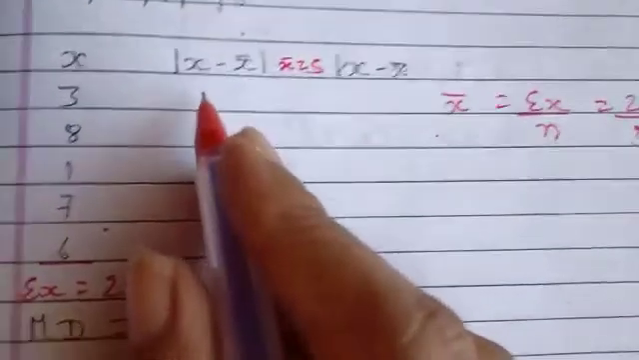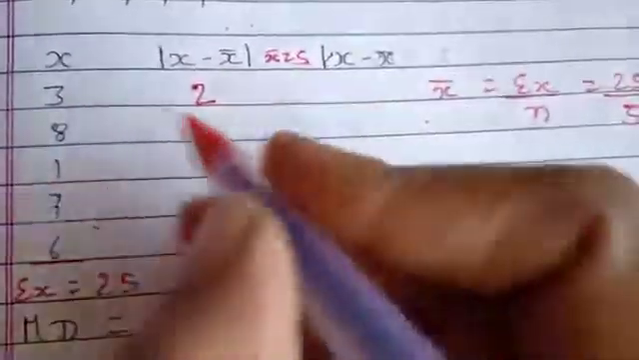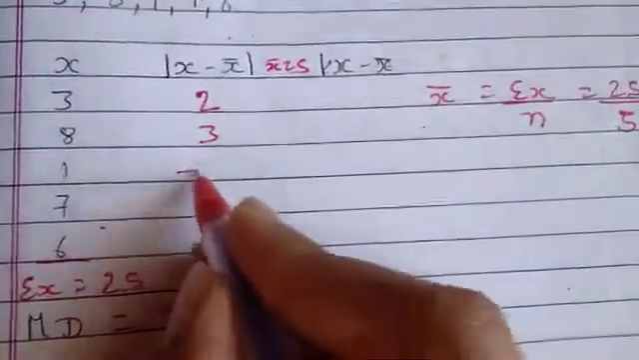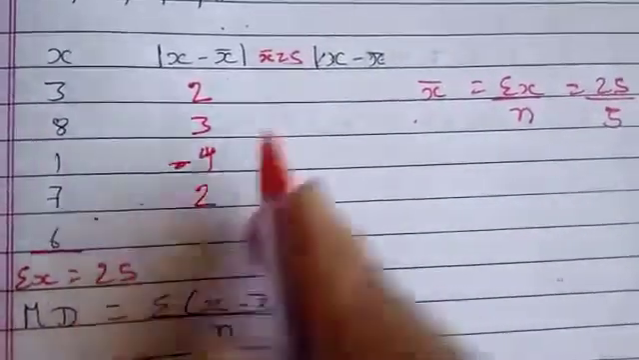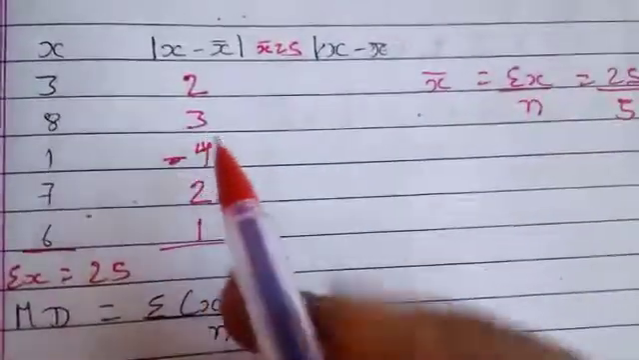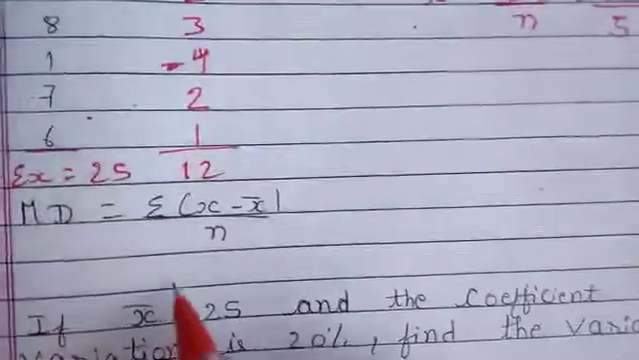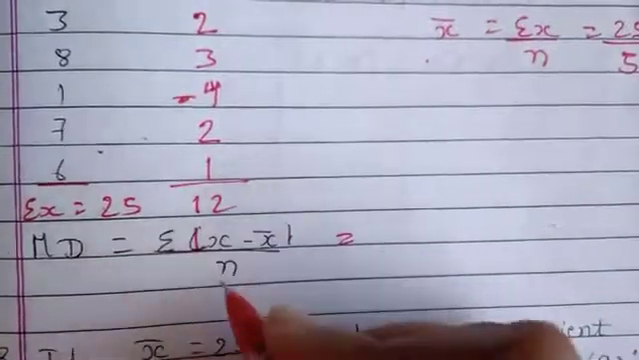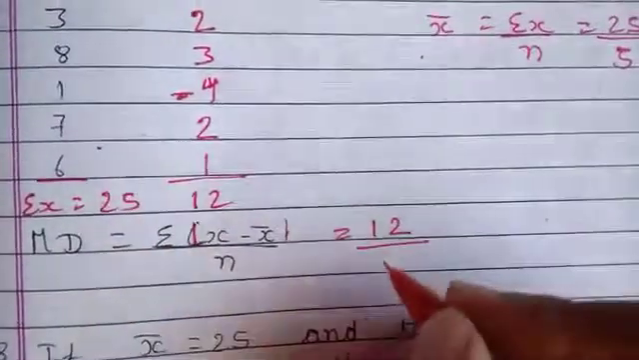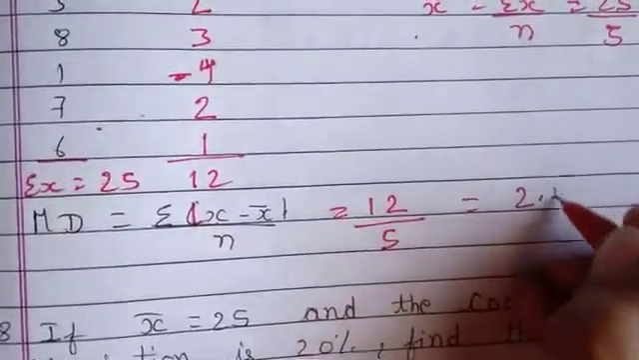So we'll find out the absolute values. So 3 minus 5, that is equal to 2. 8 minus 5, 3, 1 minus 5, 4, minus sign we have to ignore over here, 7 minus 5, 2 and 6 minus 5, 1. Now total of this is 12. Now we'll find out mean deviation, that is equal to sigma absolute value of x minus x bar upon n, so that is equal to 12 upon number of observations, which is 5. So 12 divided by 5, it is equal to 2.4.